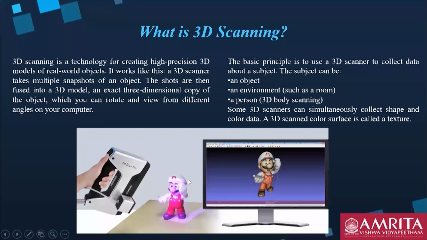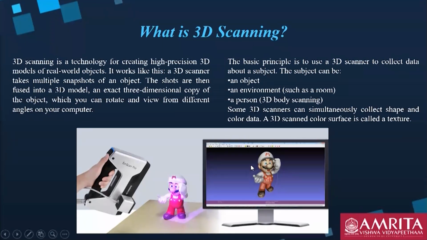Whatever scanning is done, it works like you are taking multiple shots of the object. You are clicking multiple pictures of the object from different directions, and it is using those snapshots together to develop a complete 3D model. It can develop an exact 3D copy of what you are scanning. Some of the 3D scanners simultaneously can also collect the color data for the same.